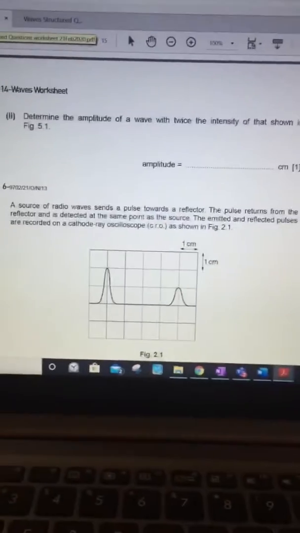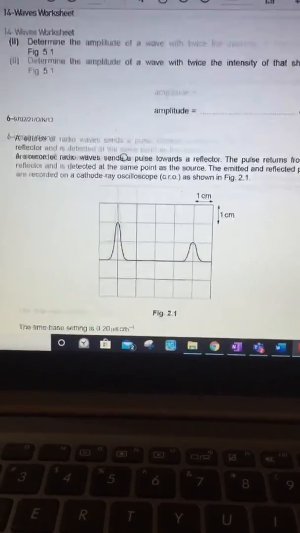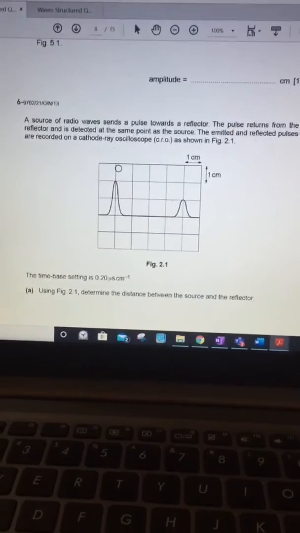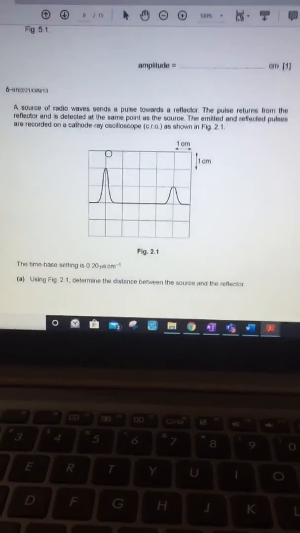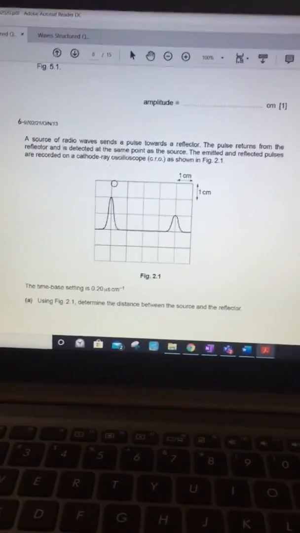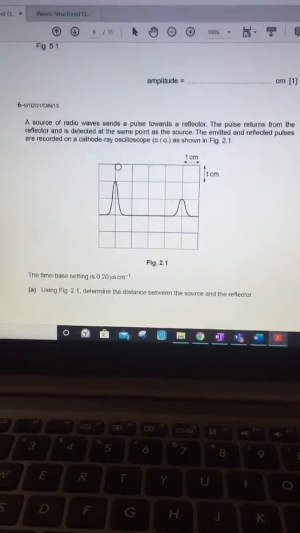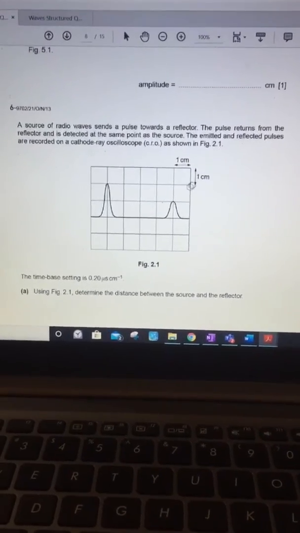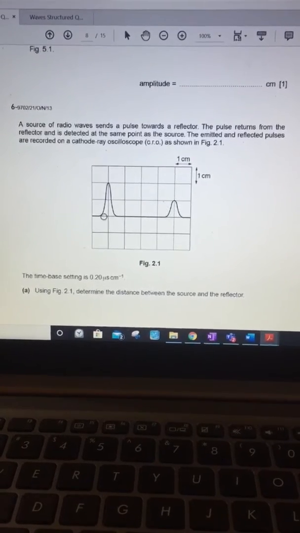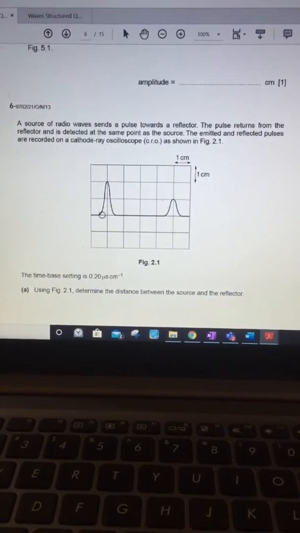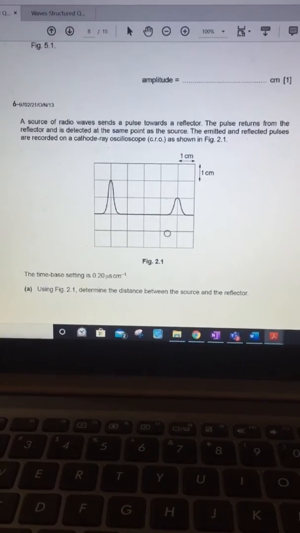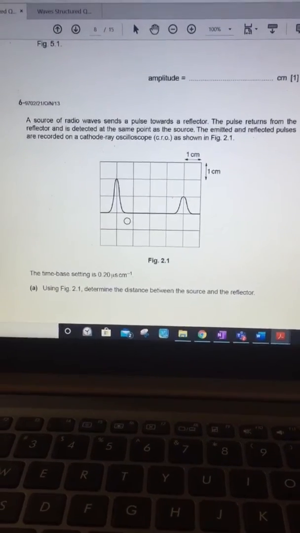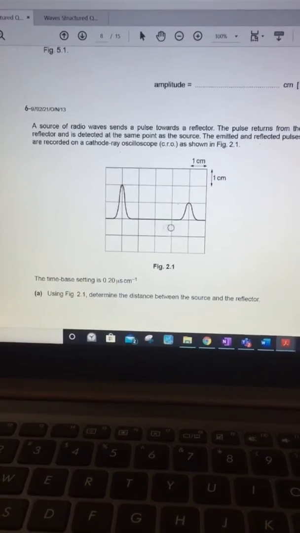Okay, next we are going to discuss question number 6. Basically, that is the CRO screen. If you haven't read it or didn't try it, please pause and go and read the question. A source of radio wave sends a pulse towards a reflector, and the reflected pulse comes back, and the original pulse and the detected pulse after reflection are displayed in the CRO like this.